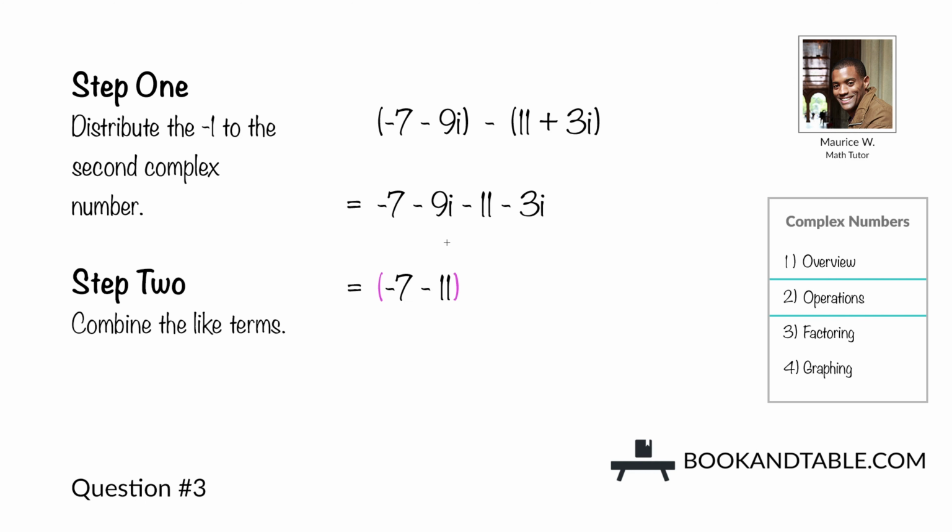So the second step is to combine the like terms. So our real numbers are negative 7 and negative 11. Our imaginary terms are negative 9i and negative 3i. So that would give us negative 7 minus 11, which is negative 18, plus negative 9i minus 3i, which is negative 12i. So negative 7 minus 9i minus 11 plus 3i is equal to negative 18 minus 12i.